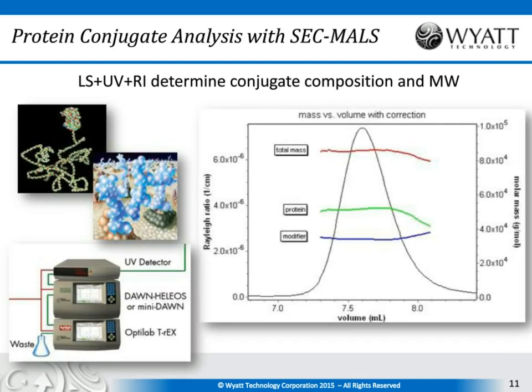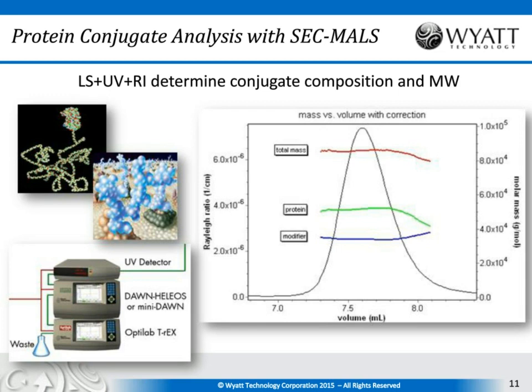So far we've talked about a standard type of light scattering molecular weight analysis. We have 2 detectors, light scattering and concentration, and essentially the ratio of light scattering to concentration gives you molecular weight. We can extend that to a multi-detector technique. We're using information from 3 detectors, the light scattering detector, a UV detector, and the refractive index detector, to obtain additional information for conjugated molecules.